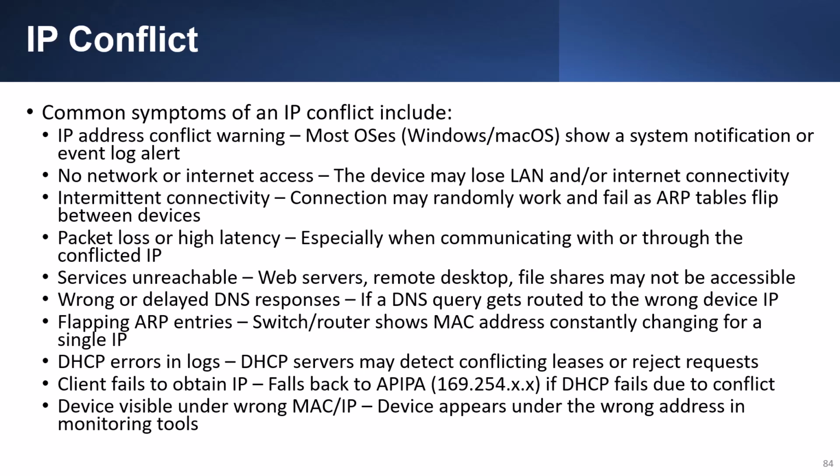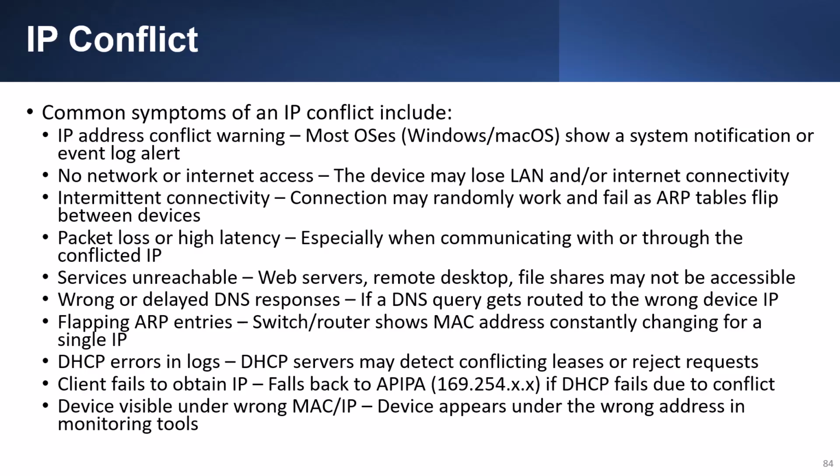Services unreachable, where web servers, remote desktop, and file shares may not be accessible. Wrong or delayed DNS responses, as DNS queries get routed to the wrong device IP. Flapping ARP entries, where a switch or router shows MAC addresses constantly changing for a single IP.